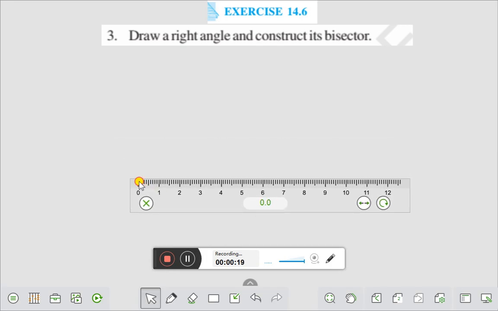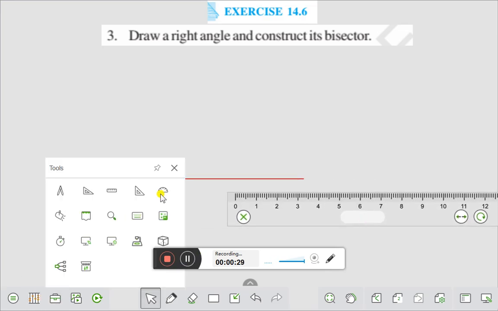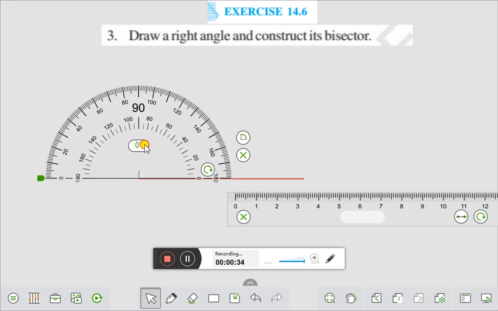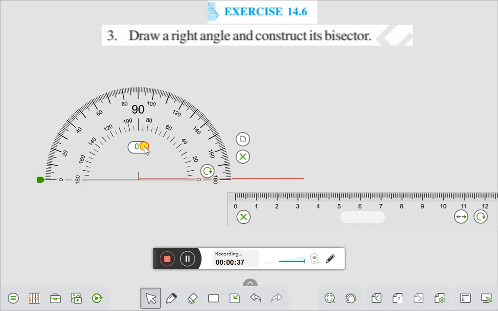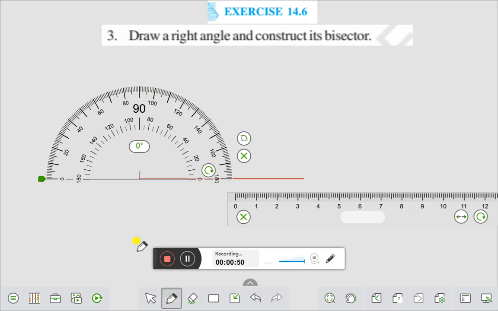We make a line. After that, we shall take the protractor. We are taking the protractor and we point this here as 0 and let us make a 90-degree angle. It is a right angle. Here is 90-degree. Therefore, we will take this 90 point here. This is 90-degree.